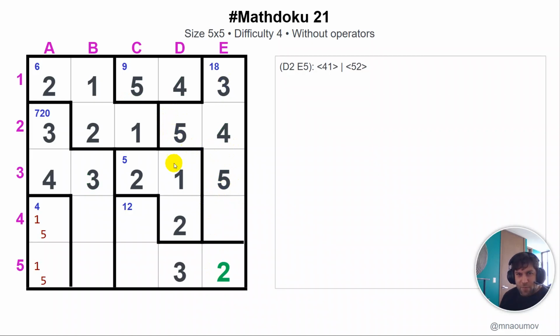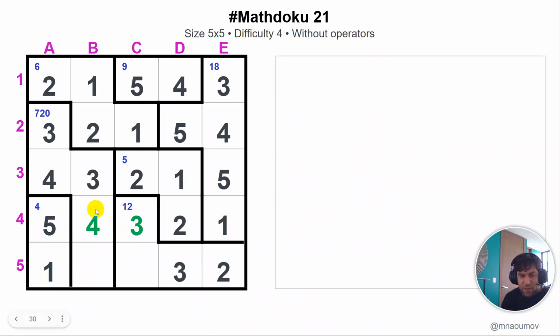Okay, from what we had from the beginning, we knew that if D2 is 5, then E5 has to be 2. So we write it down. We fill in the missing value of the column. Elimination, elimination. Okay, row 4. Two numbers missing, 3 and 4. 3 can't be here, so it's 4, and 3. And the rest of the values in the column.